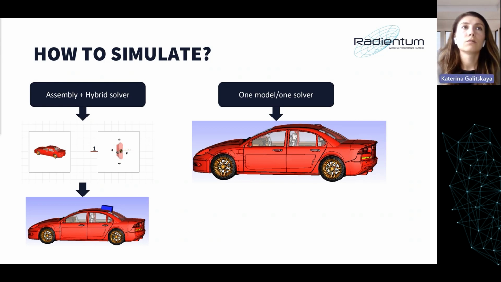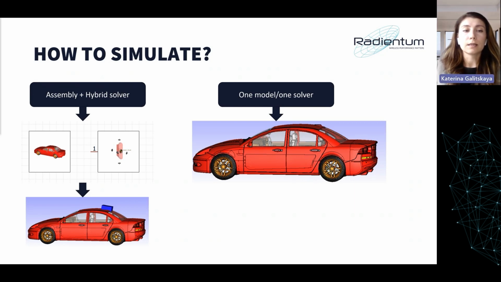So we split the big structure into domains, like I explained in the beginning. What is the principle of the hybrid solver? In this particular case, we split it into two: the car, and the shark fin antenna with the cover, with the radome of the antenna.